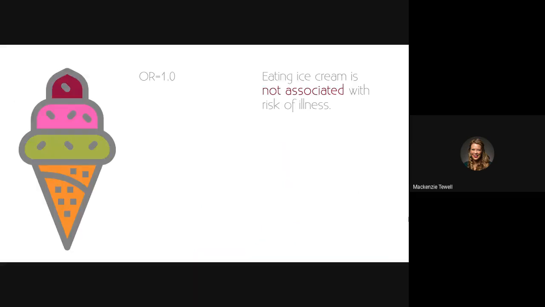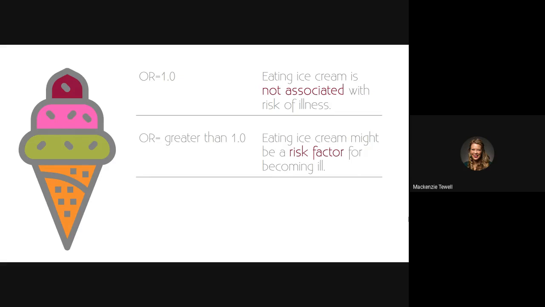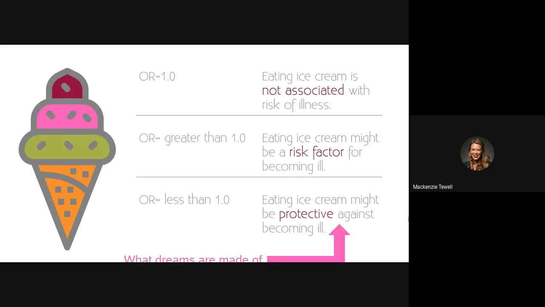When we're interpreting the odds ratio, here's how to understand them. An odds ratio of 1 would mean there's no association with illness and the vehicle of interest, or ice cream has nothing to do with becoming ill. An odds ratio of more than 1 would mean the exposure of interest is associated with becoming ill. This would mean that ice cream is associated with illness. Finally, an odds ratio of less than 1 means that the exposure to the vehicle of interest is actually protective against becoming ill. This means that eating ice cream would protect you from becoming sick, and this, my friends, is what dreams are made of.